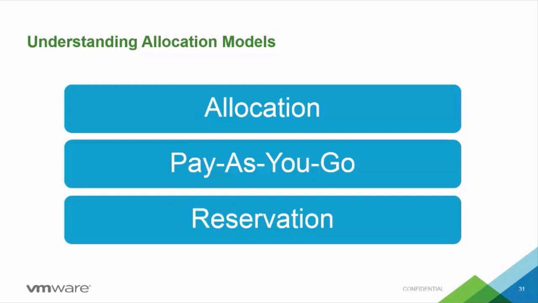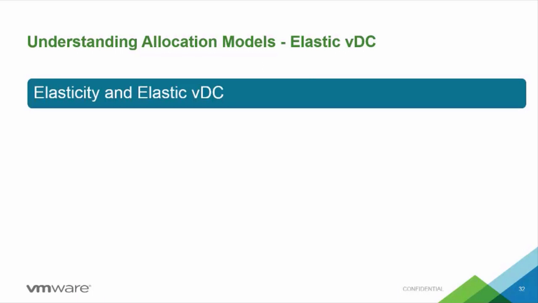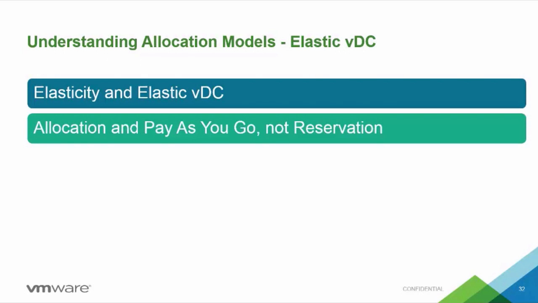Before we can get into a lot of detail with these, we need to talk about what's called an elastic VDC. You might hear the terms elasticity and elastic VDC. All we're saying is that the resource pools used to create our org VDCs can pull from another source as and when needed. Allocation and pay-as-you-go are fully elastic by default within 5.5. The reservation is not, because allocation and pay-as-you-go can pull from other resource pools, whereas the reservation is confined to a single resource pool.